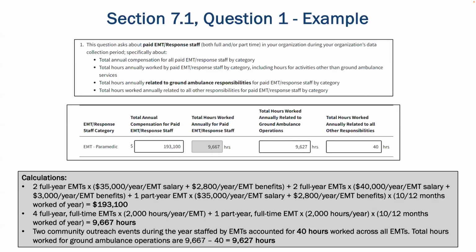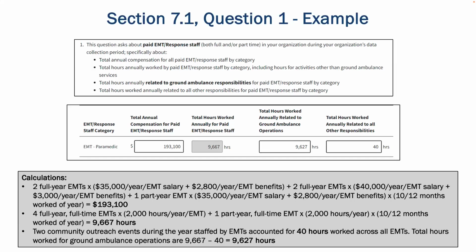We now move on to Section 7.1, which asks questions about paid EMT response staff and hours worked. Organizations that exclusively use volunteer labor will not see this section at all. Since our hypothetical organization uses both paid and volunteer EMT labor, they will have to answer questions in this section. Here, the organization only sees one staff category, as this was the only category of paid response staff that they selected back in Section 7, question 1. Their other staff were either volunteer or not response staff.